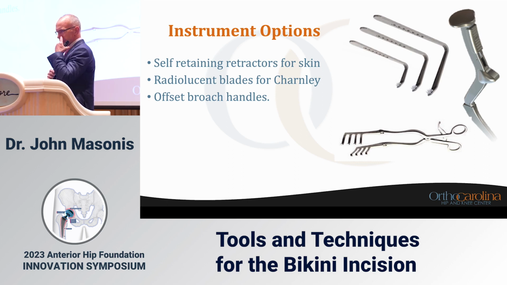So the instrument selection, I would say it's really personalized. The self-retaining retractors for the skin are important. I try to limit my cautery use in the sub-Q area, but effectively you're taking a horizontal incision and turning it into a vertical approach deep. So you need to be able to mobilize the dermis enough to get the length of incision you need to do your procedure safely. Radiolucent blades for the Charnley are something that we use routinely so that we can image through it for the cup. And then offset broach handles can be helpful to avoid tension on the skin.